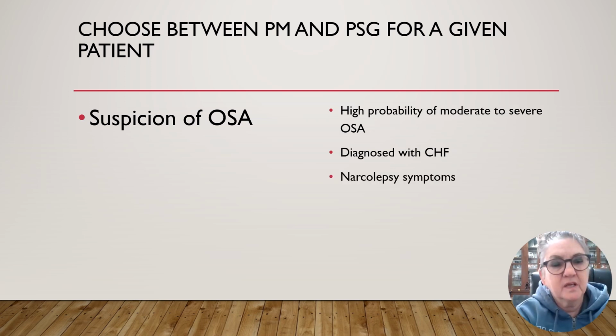Okay, with this patient, again, the doctor is suspicious of OSA. They have a high probability of moderate to severe OSA. They're diagnosed with CHF and narcolepsy symptoms. So this person would probably qualify and be more accurately tested in the lab because of the comorbidities of CHF and narcolepsy.